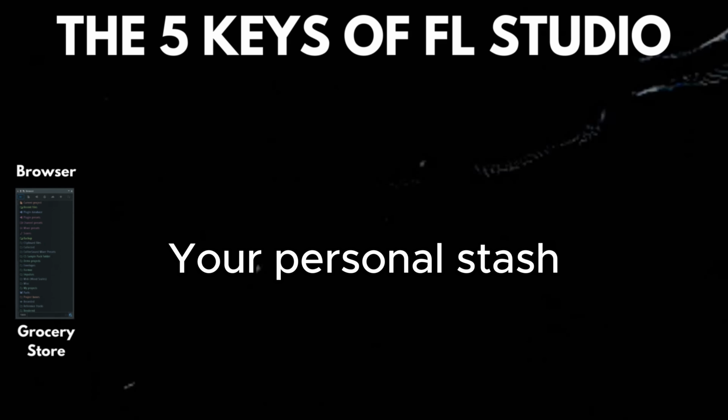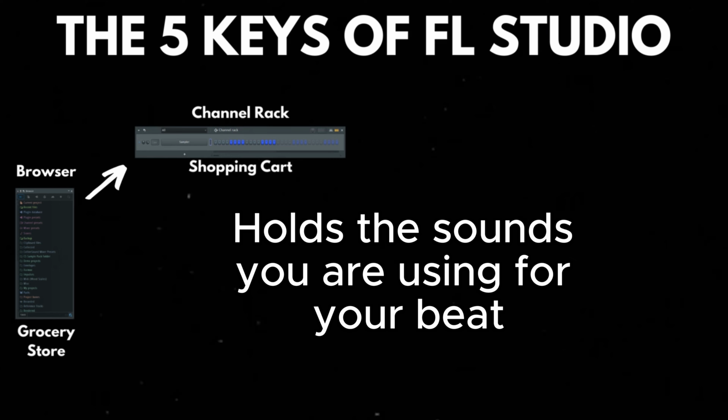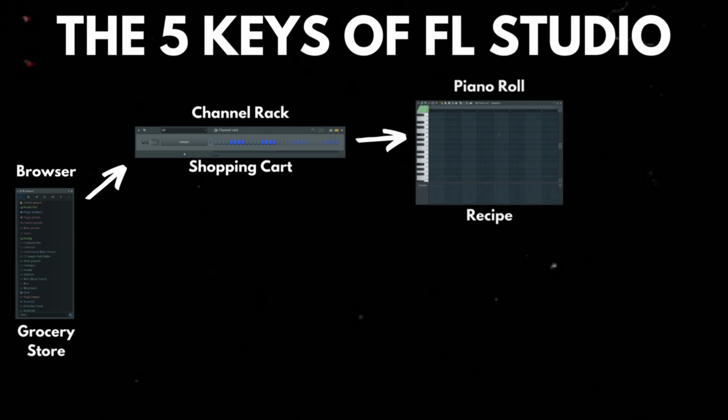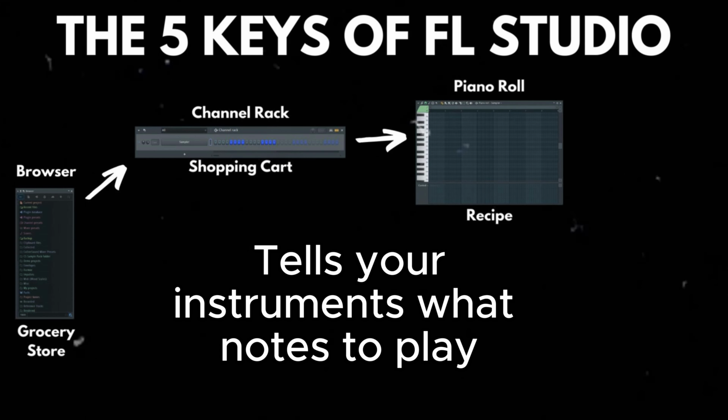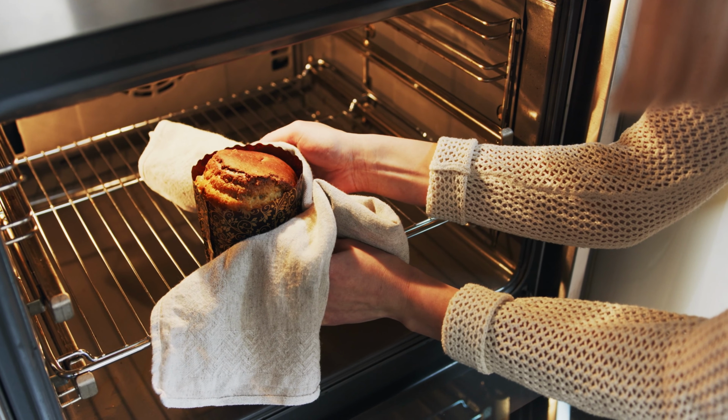Okay, now we have all the parts that we need for our beat, so let's review. The browser is our grocery store and it keeps all of our sounds. The channel rack is our shopping cart and it keeps the sounds that we are using for our beat. The piano roll is our recipe. It shows how the instruments are being played. Now we have to cook the food.